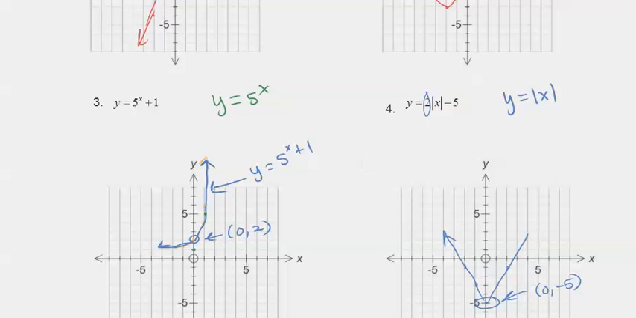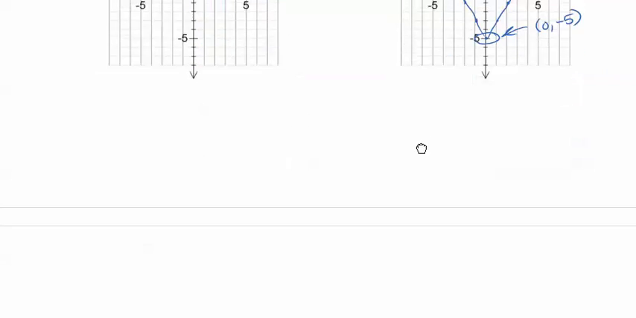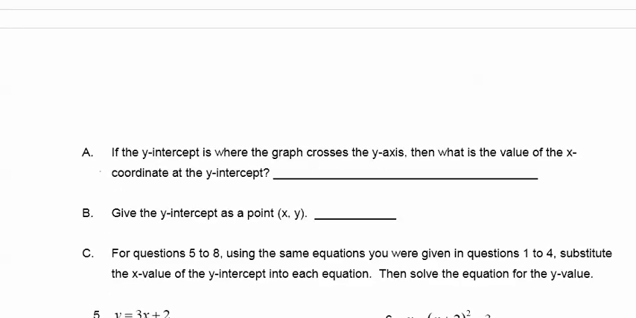Okay, so I'm given the same equations below, so I'm going to scroll down and answer the question. It says, if the y-intercept is where the graph crosses the y-axis, then what is the value of the x-coordinate at the y-intercept?